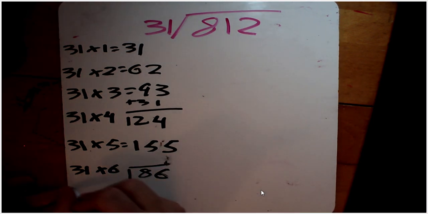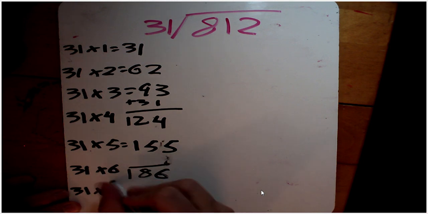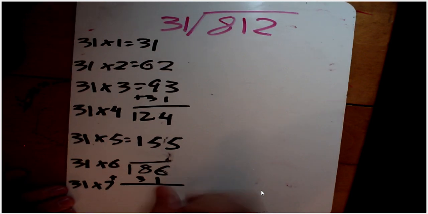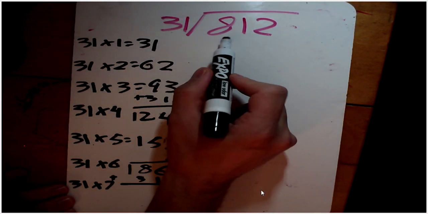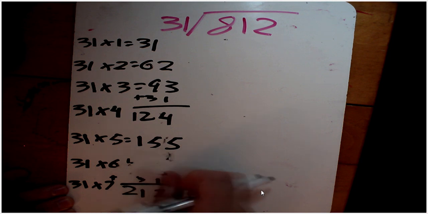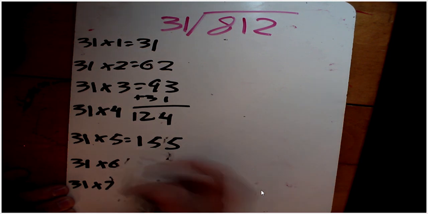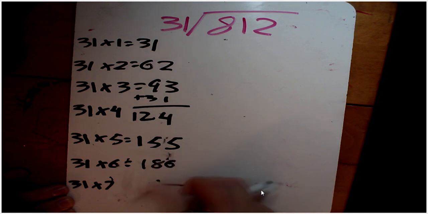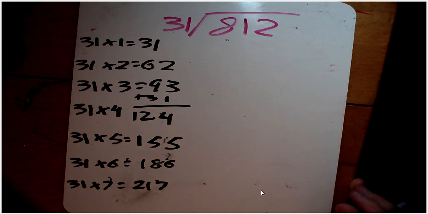I'm going to go to times 7 just to be safe. I usually go to just times 5, but this one's a little bit challenging because I can't think of numbers that go into 812 that are multiples of 31. So it's plus 31, and that's 186 and 217. So I listed out all my multiples of 31. Remember last year we called it the secret cheat sheet.